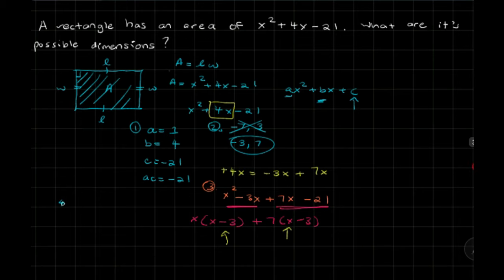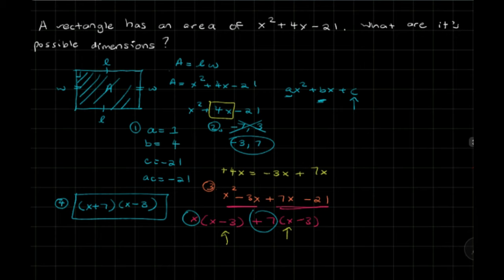So if I factor this by grouping, you're going to keep one of the factors the same, the x minus 3. And then you're going to put together the other two terms, x and plus 7. Okay, and this here is your fully factored expression.